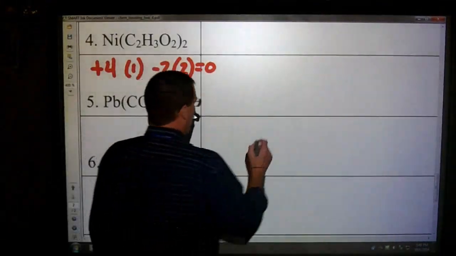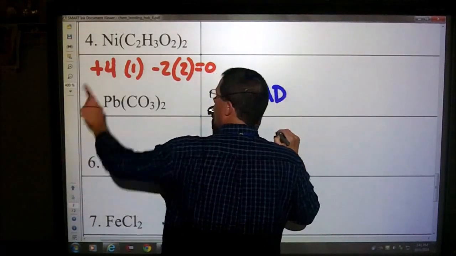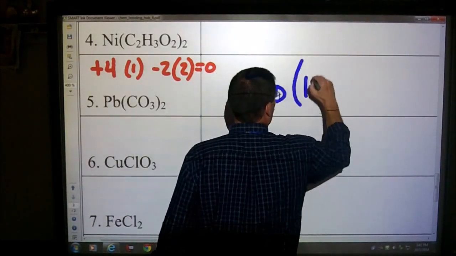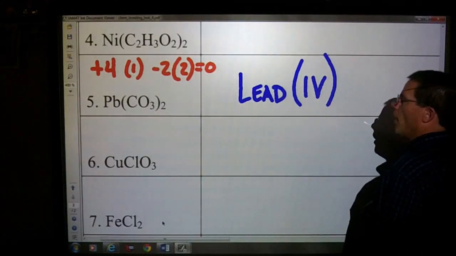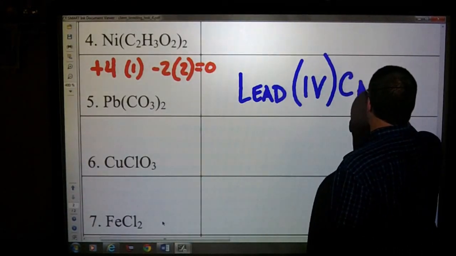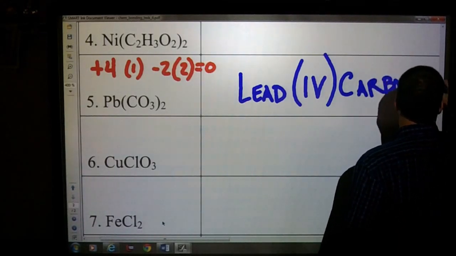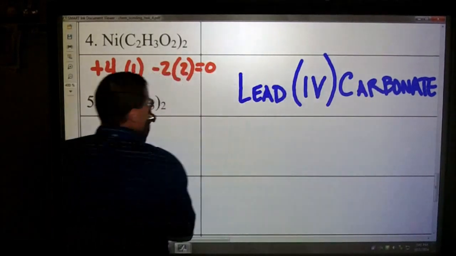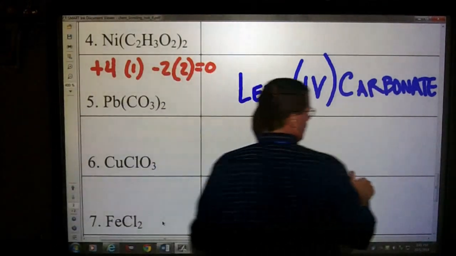Okay, so when writing this out, you have your lead, Roman numeral 4, and carbonate. If you want to leave it like that and not put the charges on there, that's fine. Lead 4 carbonate. Now again, we only have 1 lead atom, but we'll later get into some examples where we have multiples. The charge on each lead.